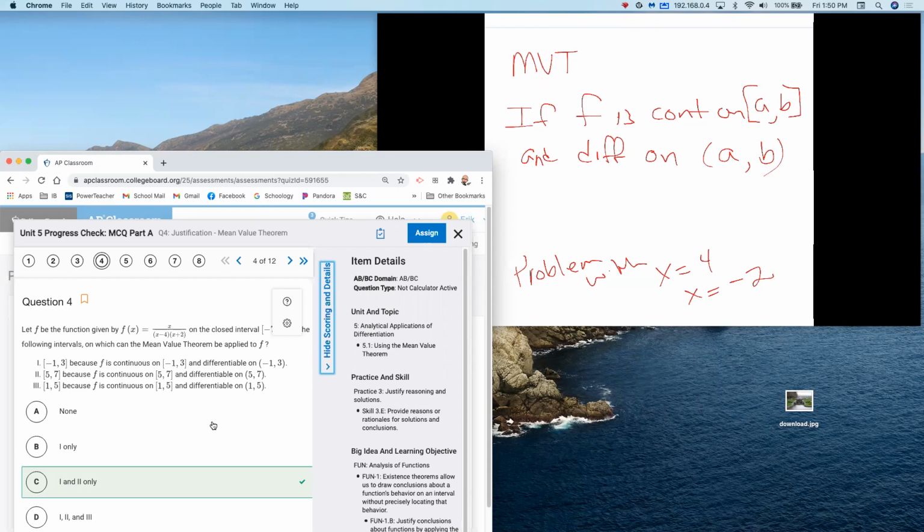Any questions on that? So remember, on the mean value theorem, there's a pretty strict condition. If you have this condition, you can use the mean value theorem. If you don't have this condition, you can't use the mean value theorem. So you've got to look at the condition that's given to you. So let's look at 6.